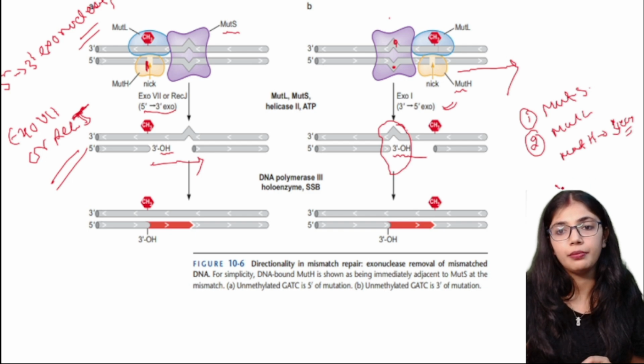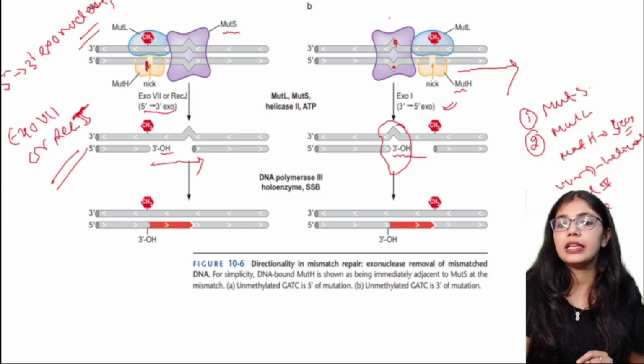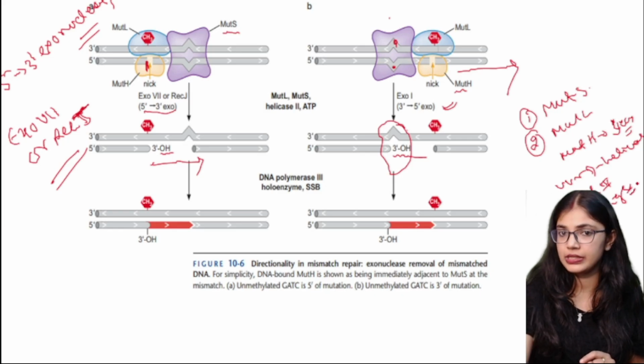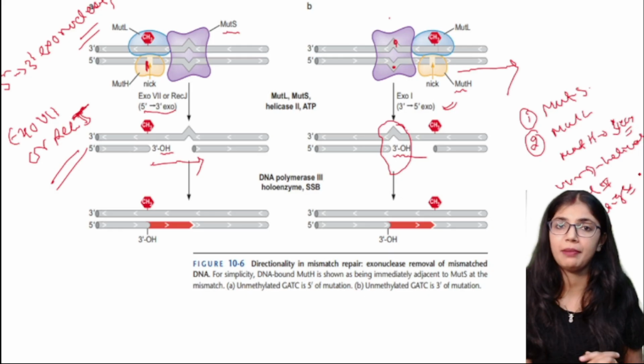Then there is involvement of UvrD, which is a helicase. Then DNA polymerase 3 comes and it synthesizes DNA, which is further sealed by the enzyme ligase. Okay, in this way the DNA repair mechanism works. This is how the mismatch repair mechanism takes place.